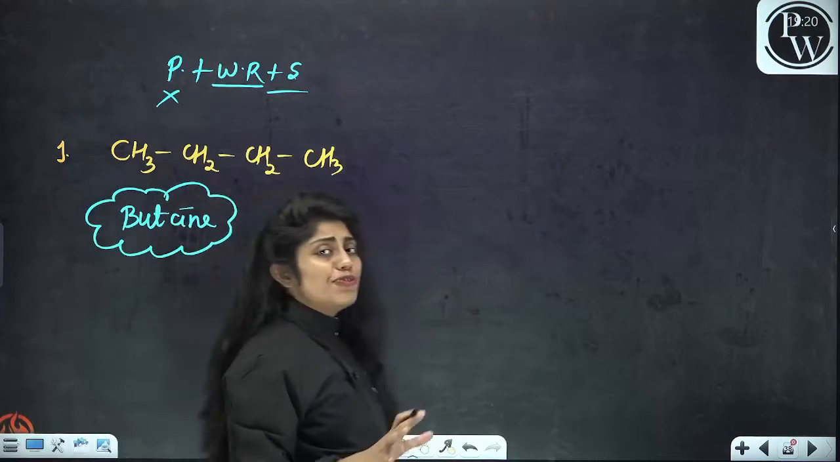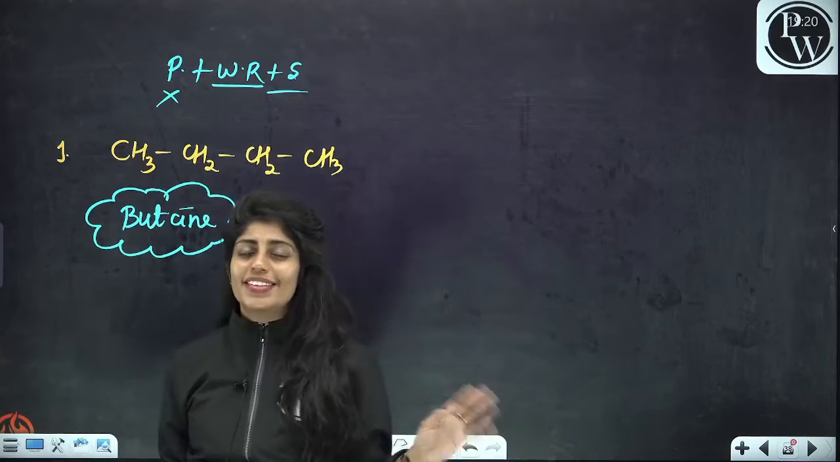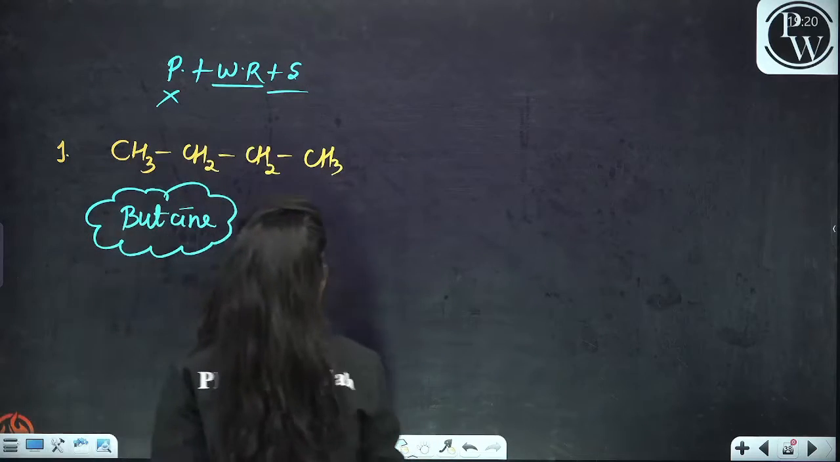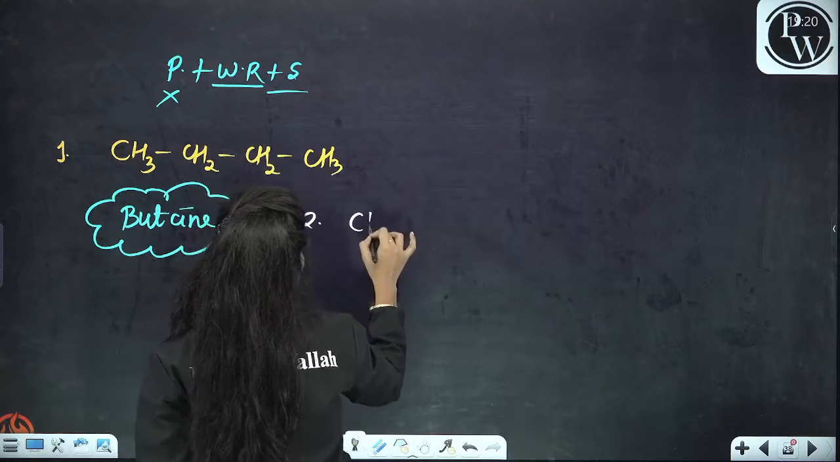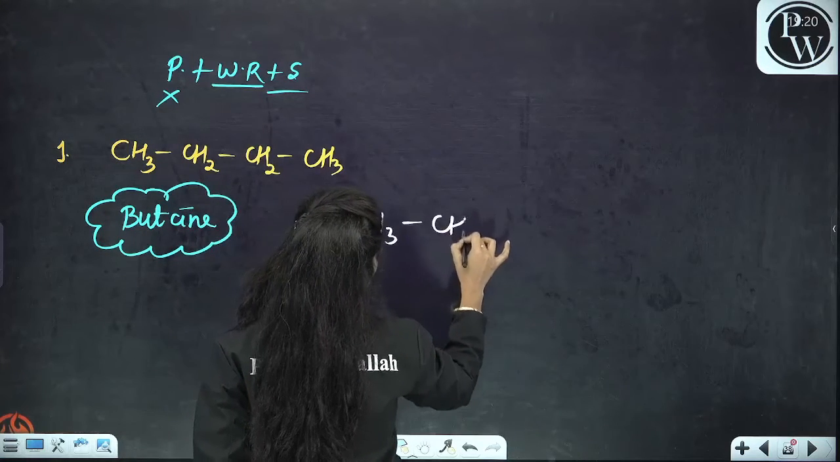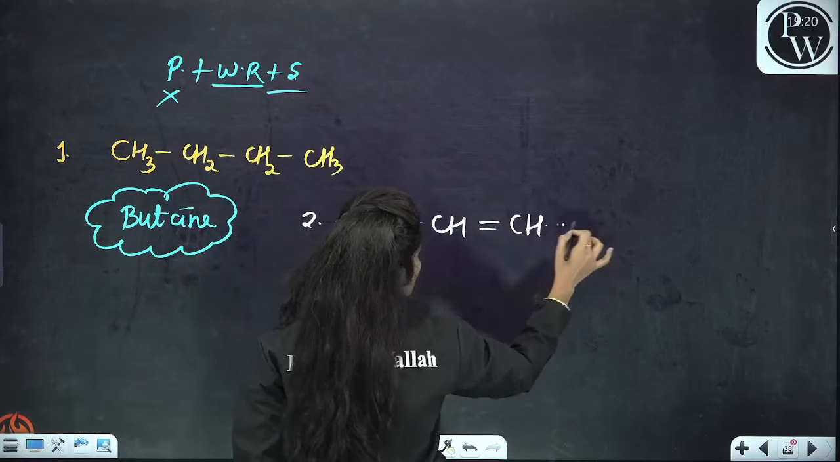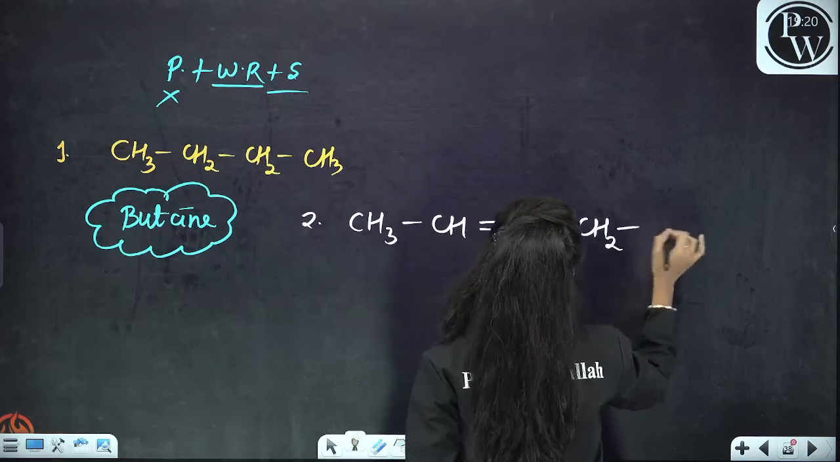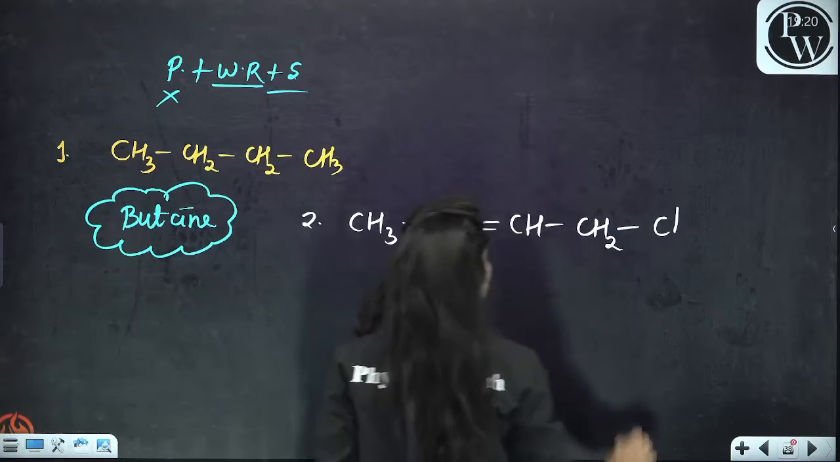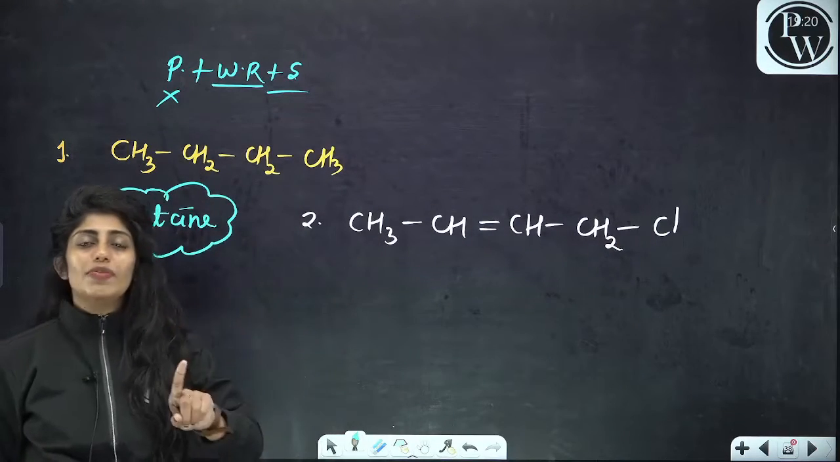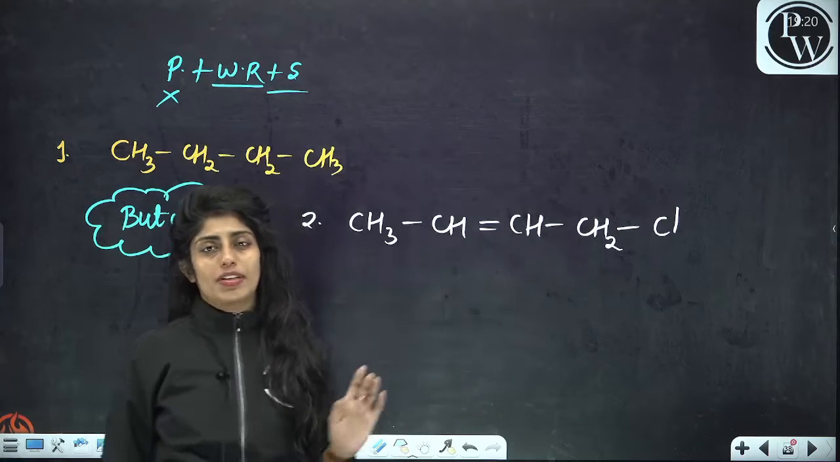Now, secondary suffix not present. No worries. Now, let's discuss. Suppose we have another question, number 2: CH3, CH, double bond, CH, CH2, Cl. Done. Now, check this out. Rule number 1. We have only one chain. That's the straight chain. Okay.